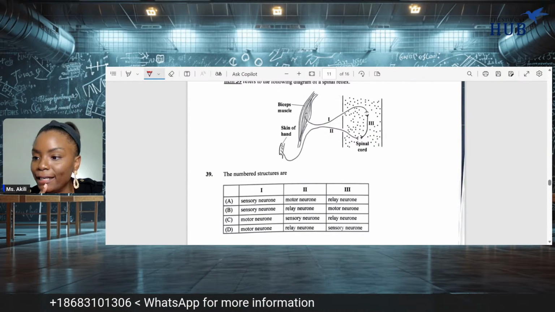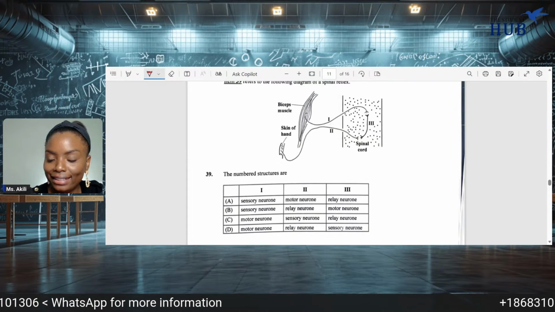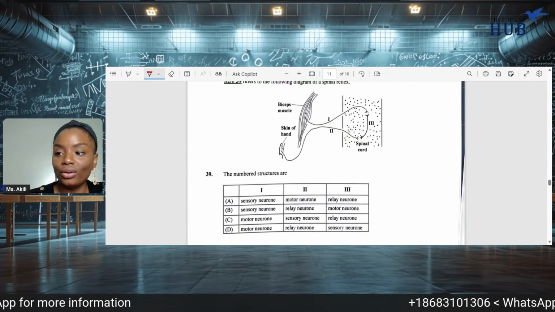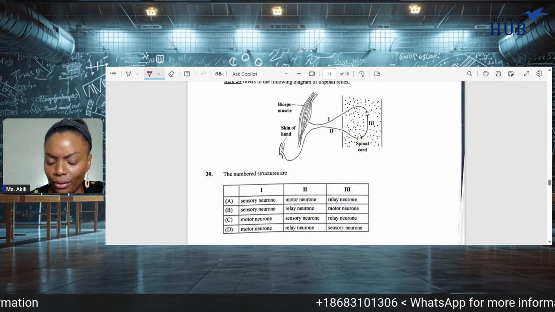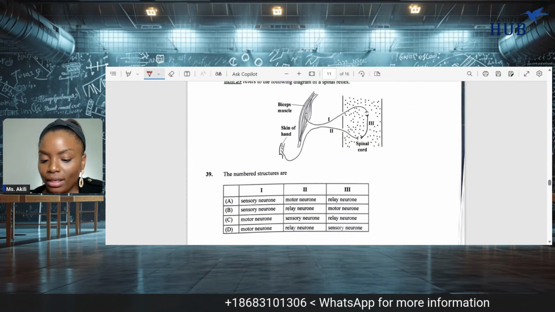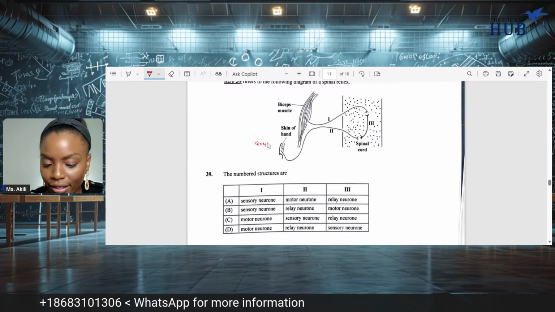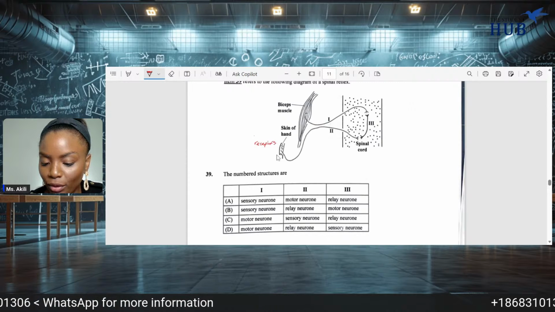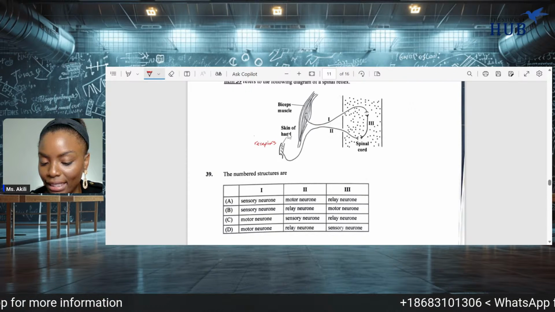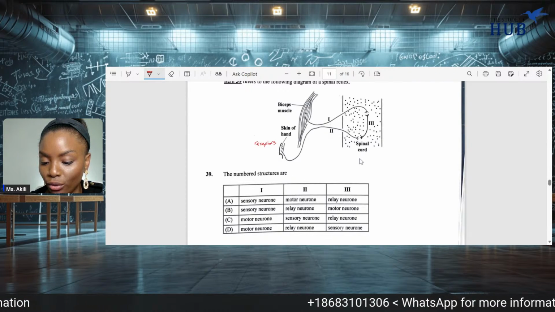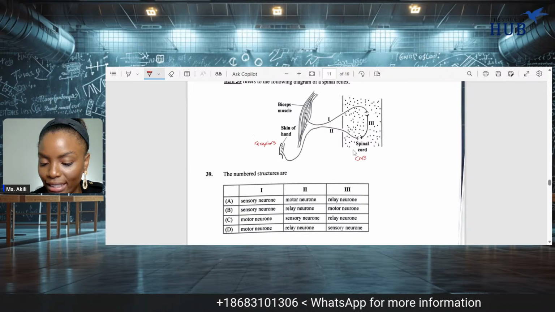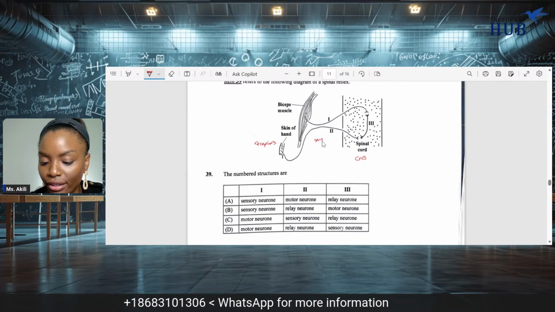Nishana is saying C. Jude is between C and D. So we're looking good there. So let's see what C works out to be. The skin of the hand is going to contain receptors. So then we want to take the impulse from the receptor in the skin of the hand to the spinal cord, which is part of the CNS. So we know that the sensory neuron is going to do that.